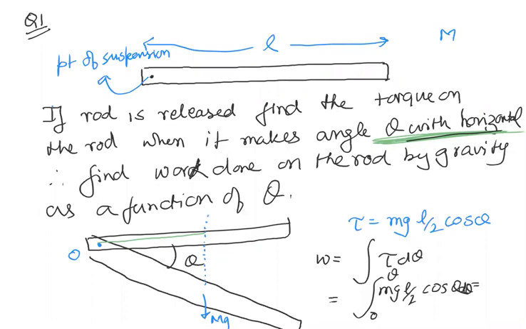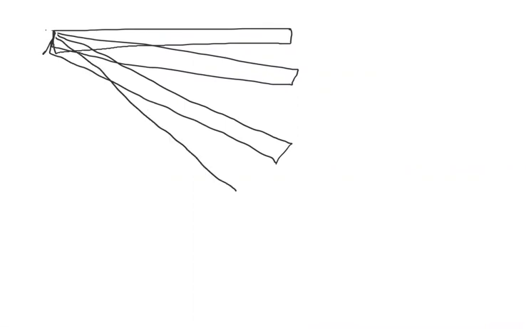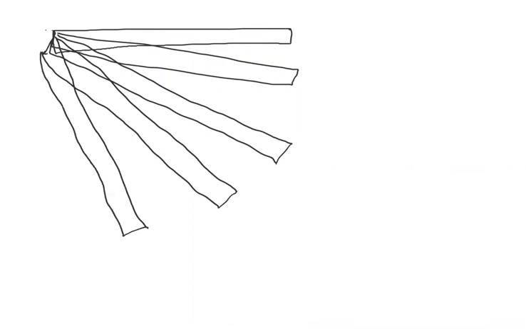If the rod is released, find the torque on the rod when it makes an angle theta with the horizontal. The rod is suspended like this, this is the point of suspension. When we release the rod, what will happen? The rod will rotate because it is suspended, therefore it cannot translate. Agree to this? Did you understand what I'm saying for the exam?